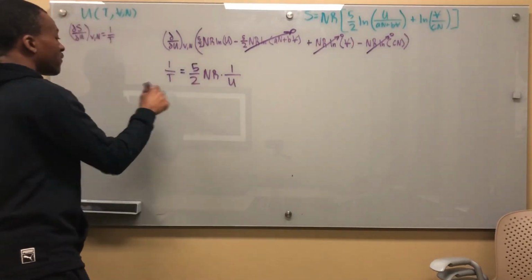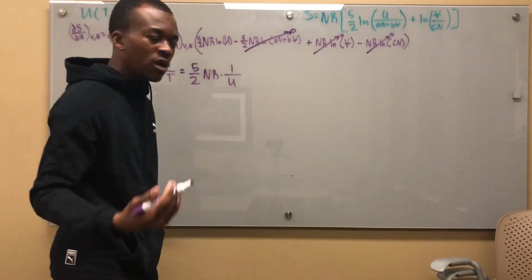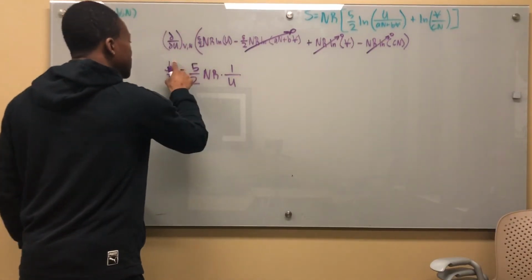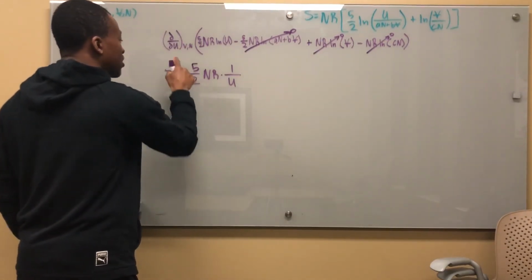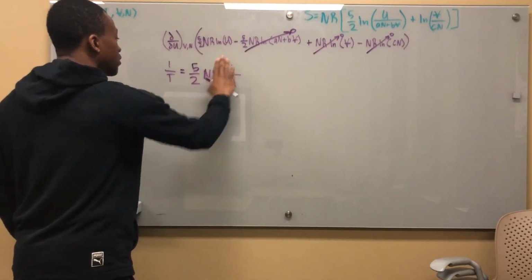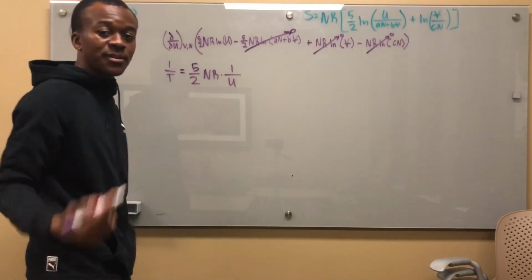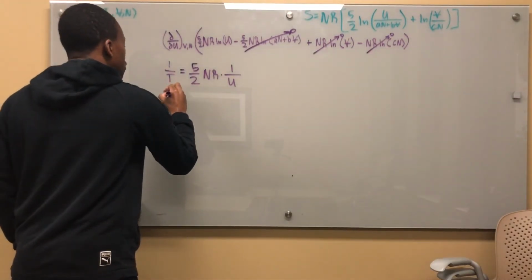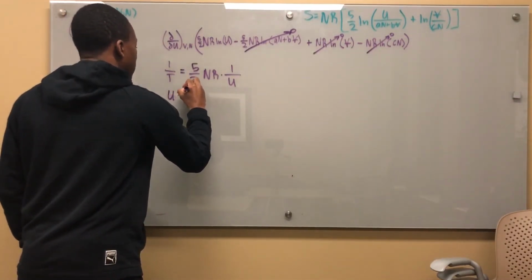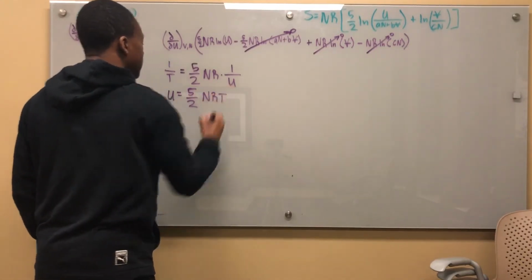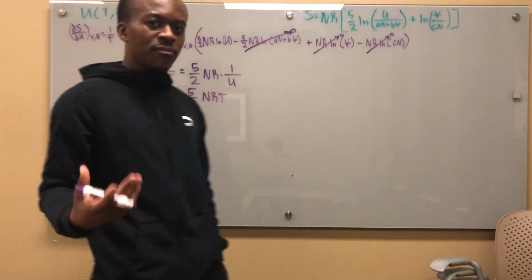But I'm trying to solve for this U. So to solve for this U, what I would go ahead and do is simply multiply both sides by U. This becomes U over T is equal to 5 over 2 NR, right? Then I'll multiply both sides by T. So I get that U is equal to 5 over 2 NRT, okay? And that makes sense.